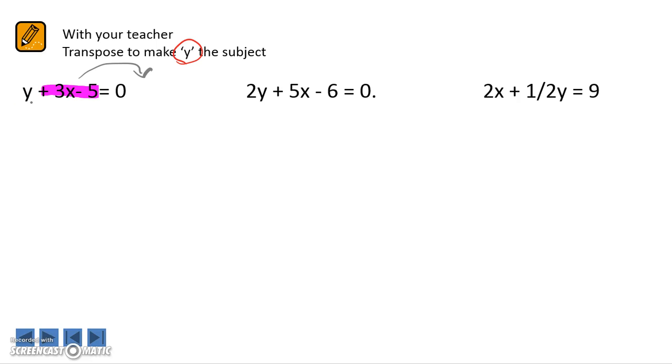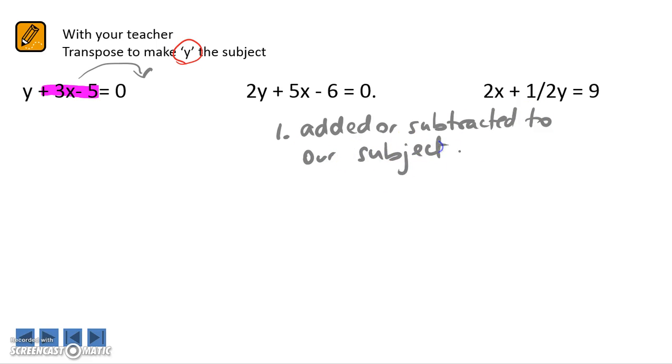We have to look at those things that are first added or subtracted to our subject. And so our subject is what we're looking at. We're trying to look at y equals. Okay. So in this case, we have something that's added, and we also have something that's subtracted from that y. Okay. So we have to move that all over to the other side. So let's go through that example.